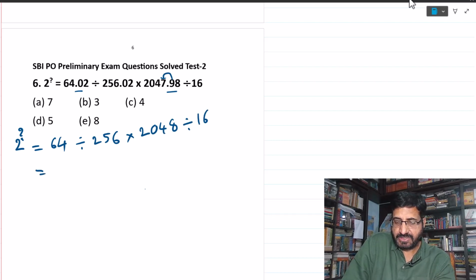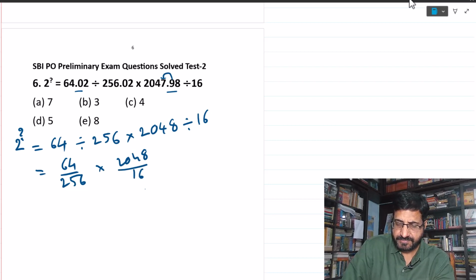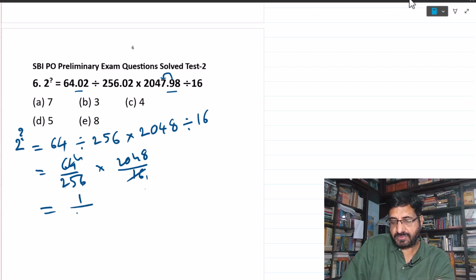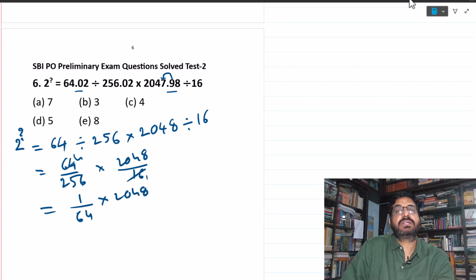Simple. 64 divided by 256 into 2048 divided by 16. So simplify it. What is there? 16 1s are 16 and this is 16 4s are 64. This will be 4 divided by 256. This will be how much? 1 divided by 4. See, now you are having 2048 in the numerator and denominator 64. This 2048 is divisible by 64. Before that, you can just simplify this.